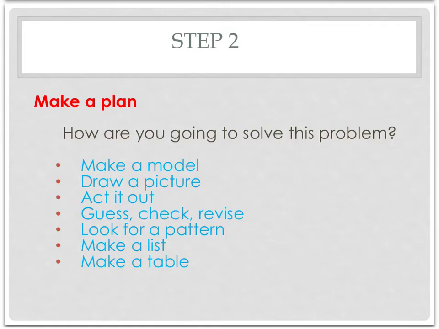So, we can do anything from making models and pictures, to even acting it out, to guess and check, and then go back and readjust. Look for patterns. We can make lists or tables. All these things we can use. And again, also looking for those key words that can help me in knowing, am I going to add, am I going to subtract, multiply, or divide.